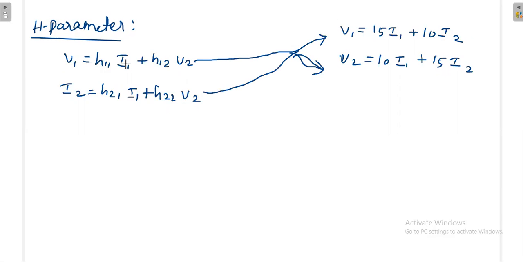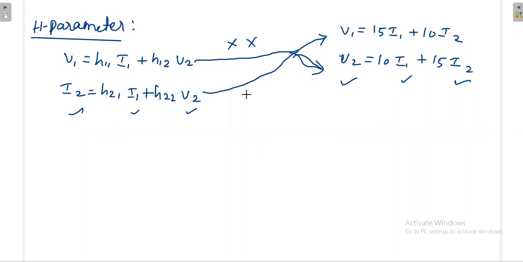This equation has V1, I1 and V2. Here V1 is there and I1 is there, but I2 is also there, so no matching. Compare V1, V2 and I1, I2 again, this equation is not matching with any of these equations. Now compare the second equation: I2, I1, V2. Here I1 is there, here also I1 is there. Here V2 is there, here also V2. Here I2 is there, here also I2. Compared with the first one, there is no match because here V1, here V2.